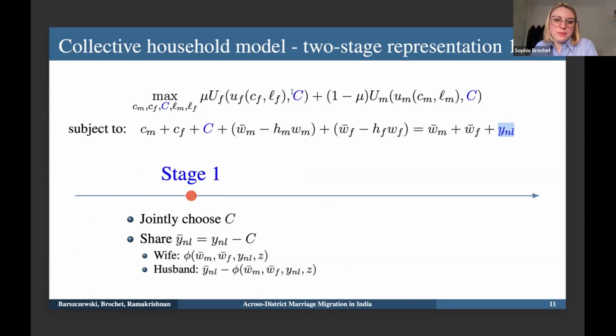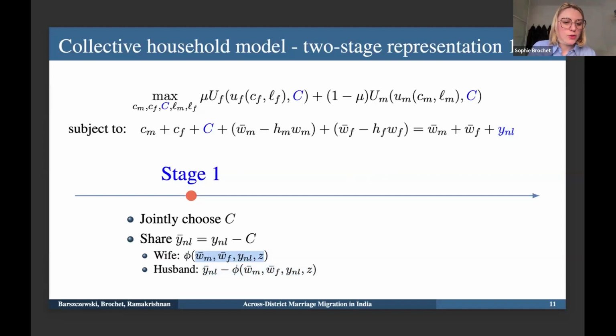So if they simply spend a big C that is larger than this, then YNL bar is negative. So YNL bar might be positive or negative, and then they have to share it. To share it, they will follow a sharing rule, and that defines that there's a transfer going to the wife, phi, and the remaining goes to the husband. So YNL bar minus phi goes to the husband. And this phi actually depends on the same variable as mu, the bargaining power.